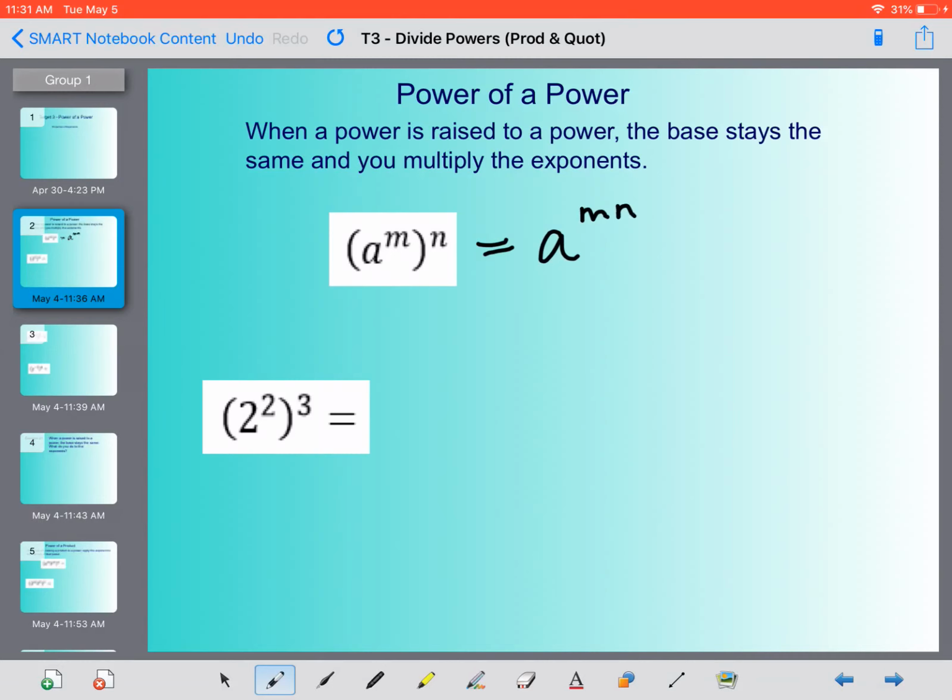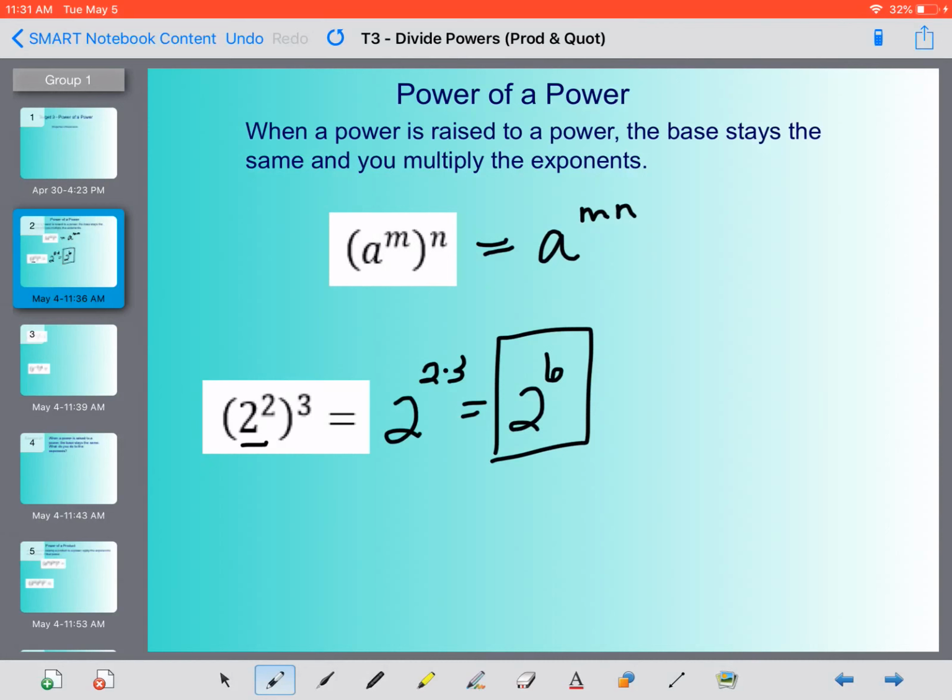So if we have 2 to the second power raised to the third power, you notice we have a power raised to another power. You simply multiply the exponents. The base stays the same, and you multiply the exponents together. So your answer would be 2 to the sixth power. You can either expand or leave your answer as a power.